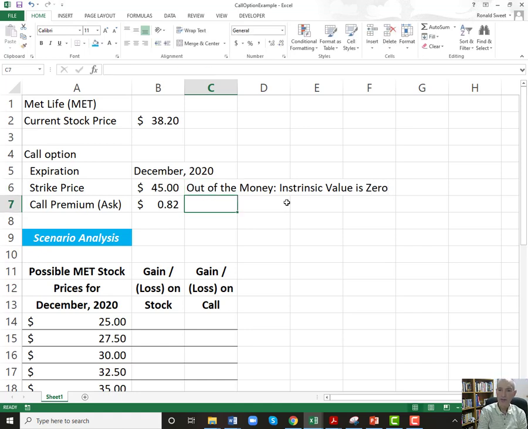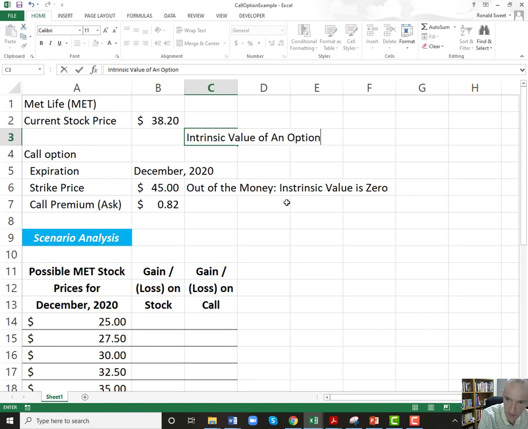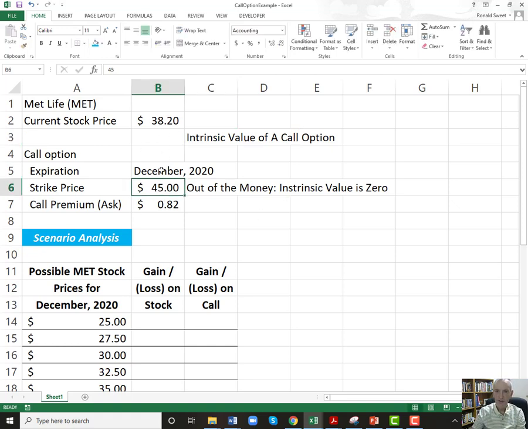So what is the intrinsic value? Here's the one formula you need to have. The intrinsic value of an option, and we're specifically talking about a call option. The formula for a put option, those that took my investment class, you'll remember. They're very similar between a call and a put. We switch the stock price and the strike price in the formula.